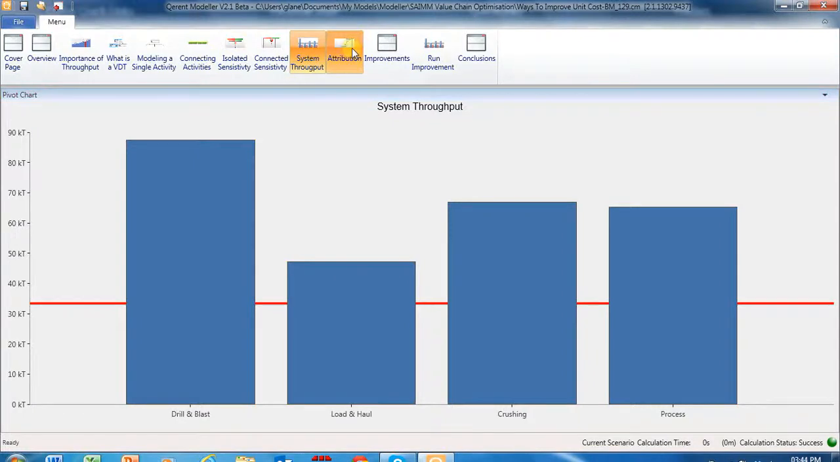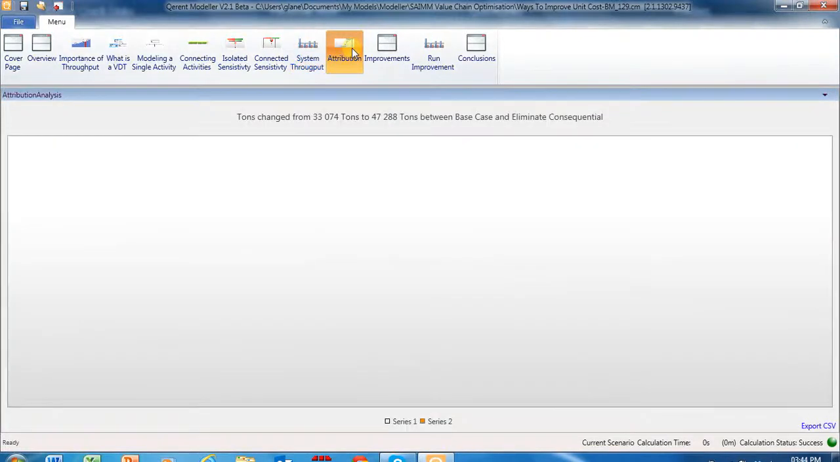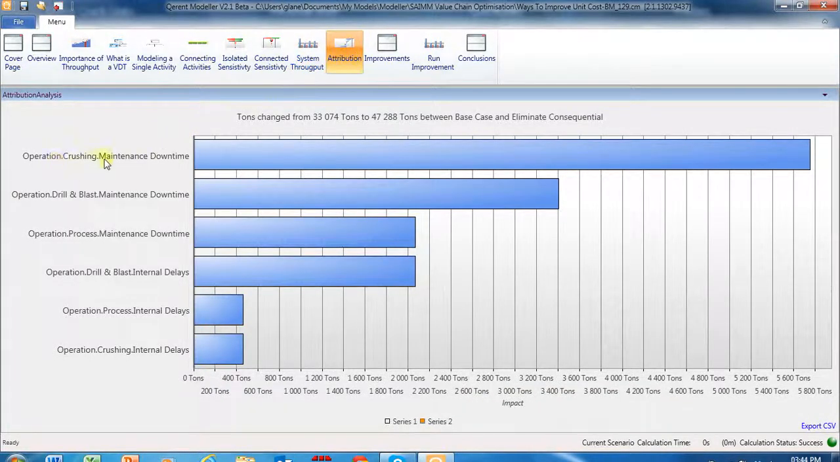So let's look at the attribution analysis. It's telling us where the biggest levers are: operating crusher maintenance downtime, then the drill and blast downtime, operating process maintenance downtime. So it's just showing you where the biggest opportunities lie in terms of delta between system throughput and internal capacity. So this is not a sensitivity analysis. It's a completely different analysis. It's talking about where the biggest impact is between system throughput and the lowest internal capacity.